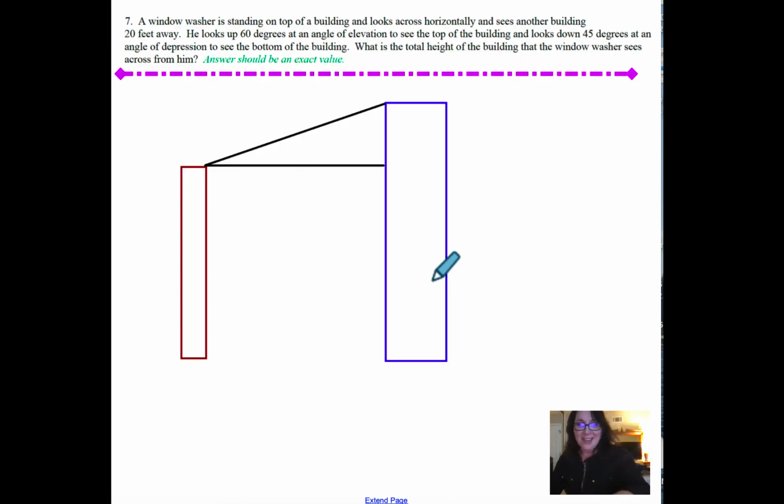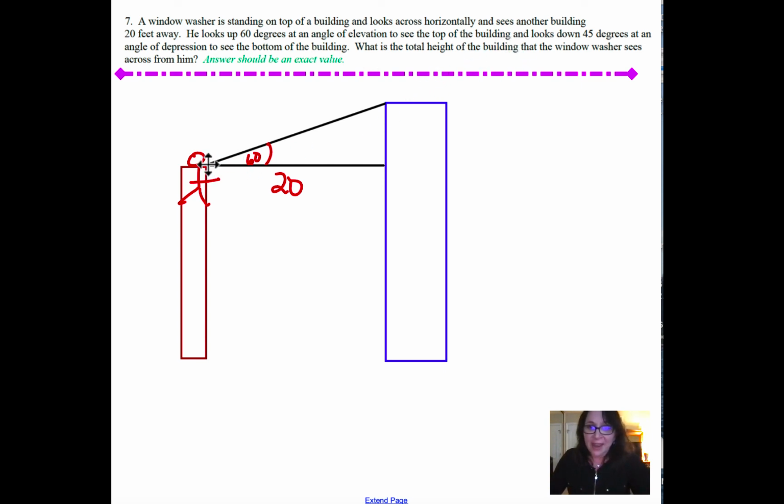Okay. All right. So this one says a window washer is standing on top of the building. Here's the window washer. He looks across horizontally. So I'm guessing that this window washer is hanging here because he or she is looking across horizontally. Sees another building 20 feet away. So we're going to put that value in right here. It says he looks up that way at a 60-degree angle. So there's 60. Angle of elevation to see the top of the other building.